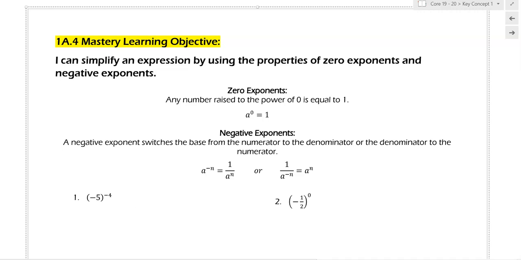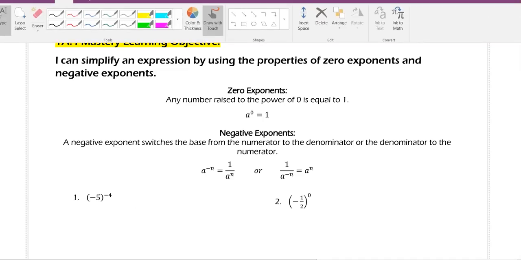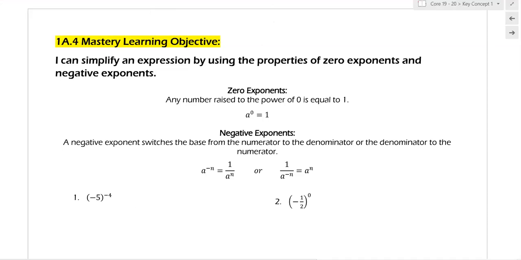Our objective is I can simplify an expression by using the properties of zero exponents and negative exponents. So again, our big things here are going to be zero exponents and negative exponents. We want to make sure those are the two main things we're going to be talking about in this video and then working on that activity.